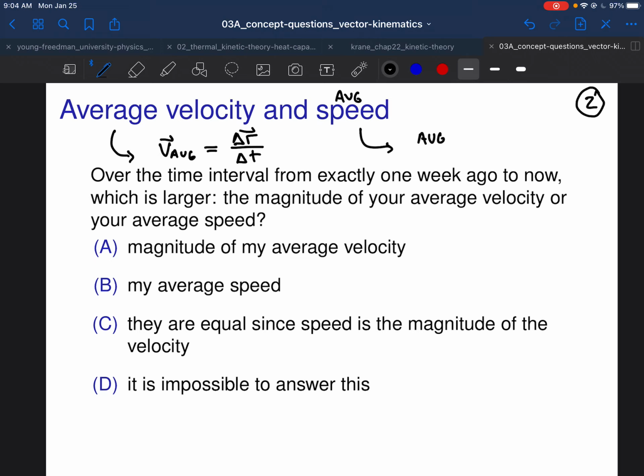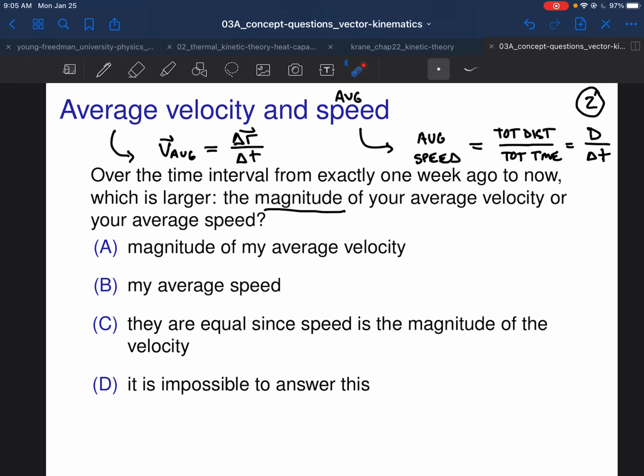Average speed was something different. We'll just write it as average speed because we don't really have a variable for it. It's the total distance traveled over the total time, which we might write as d over delta t, something like that. So the question is, over the time interval from 1 week ago to now, which is larger, the magnitude of your average velocity or your average speed? This time I wrote the question correctly. We're comparing the magnitude of the vector, which is the average velocity, to the average speed.